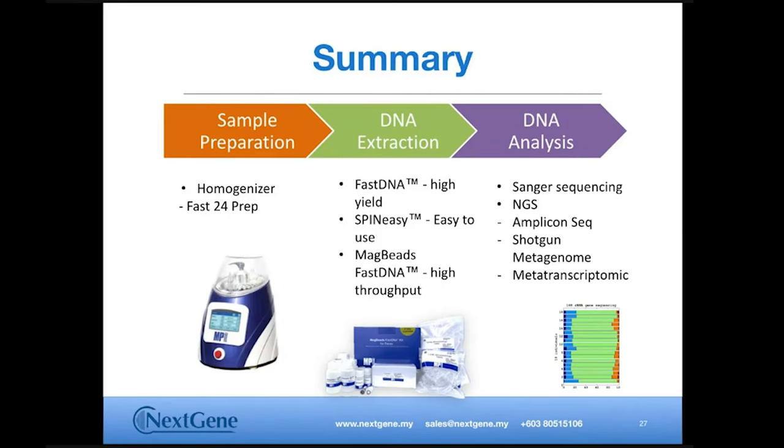If you're looking for high yield, then you can go for the FastDNA spin kit that uses the glass bead method. What if you're looking for something easy to use? Then the SPINeasy is more suitable for your application. And if you're looking for automation with high throughput, then the MagBeads FastDNA will be more advisable for your application. Lastly, analysis can be done once the genomic material has been obtained. Examples of DNA analysis are, as mentioned, Sanger sequencing, as well as next generation sequencing on amplicon sequencing, shotgun metagenome, as well as metatranscriptomic.